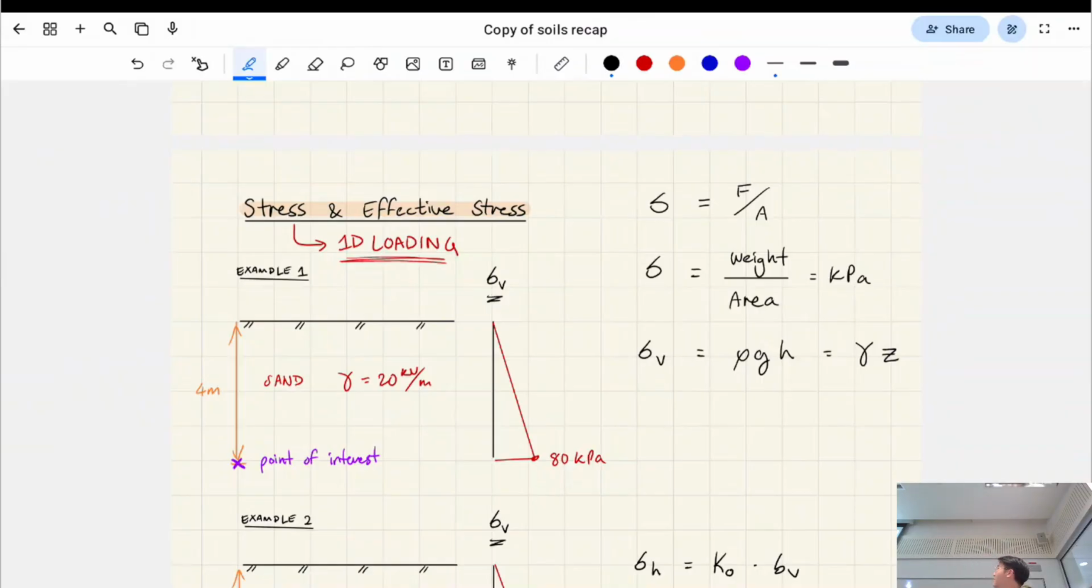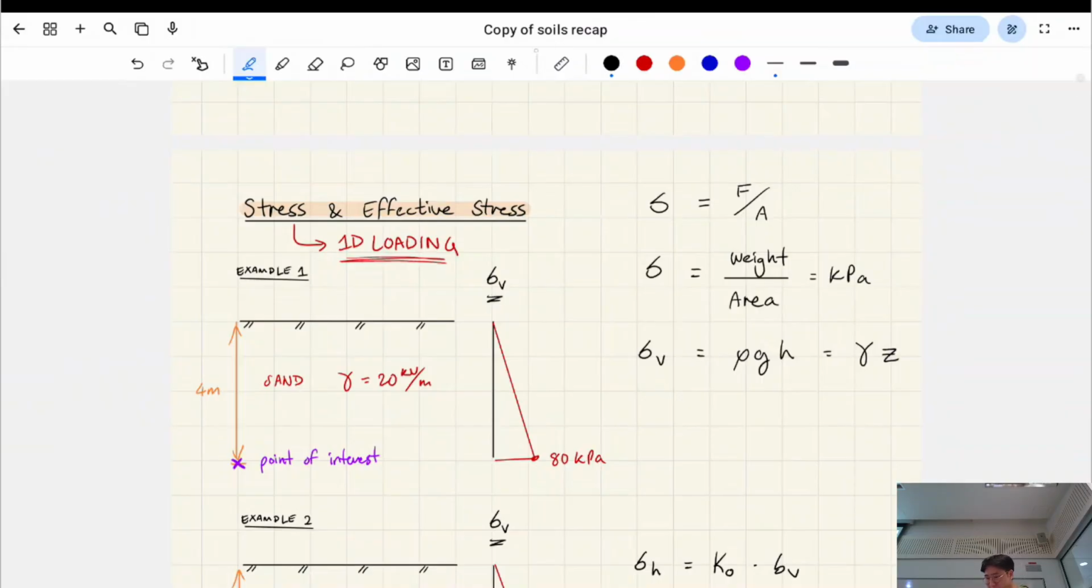So the idea of effective stress and stress, this is basically the equivalent of bending moment diagrams or shear force diagrams, that kind of thing for structural. This is like 1D stress, right? So this is the most important concept to understand about this course.